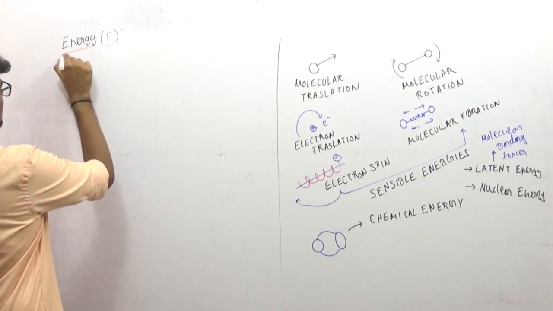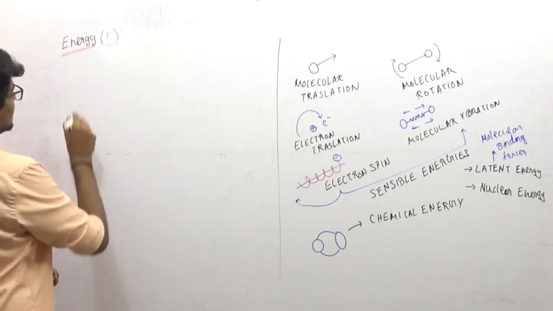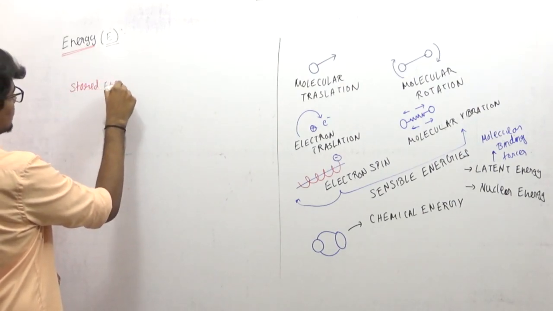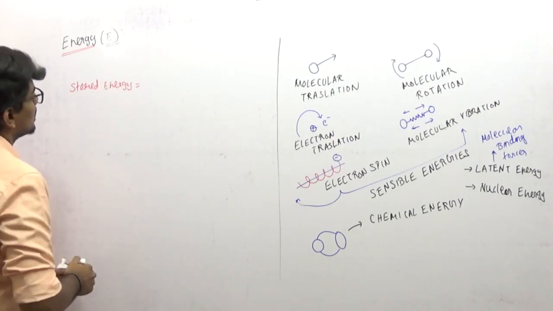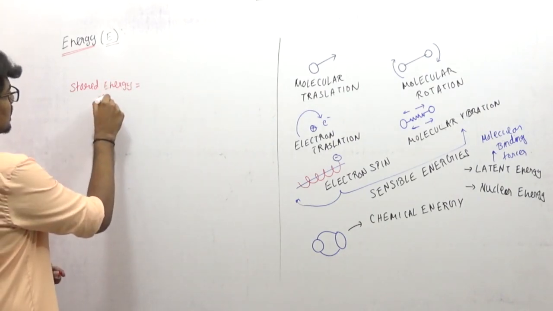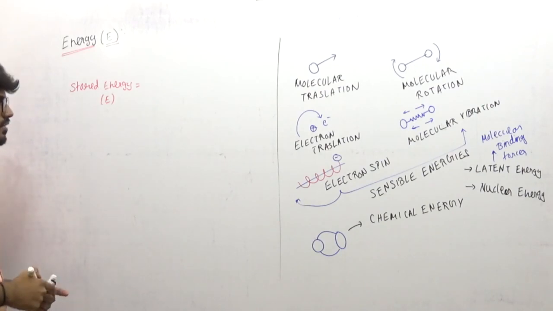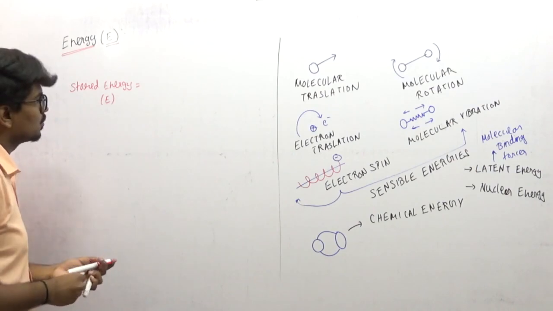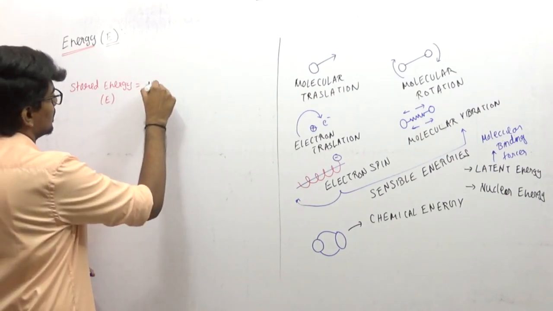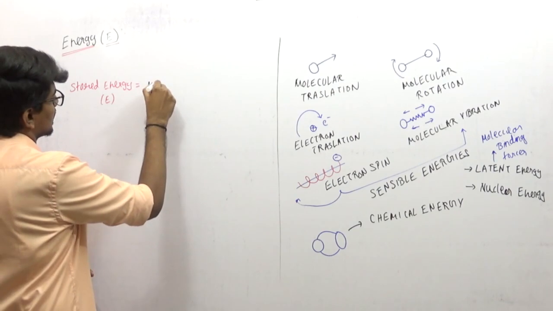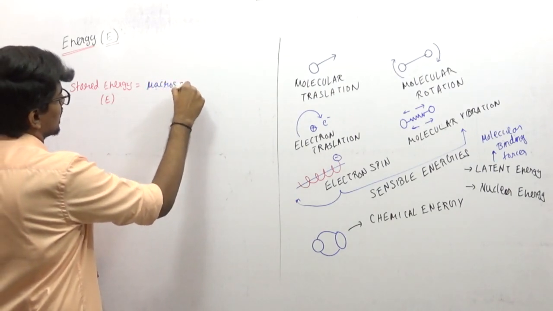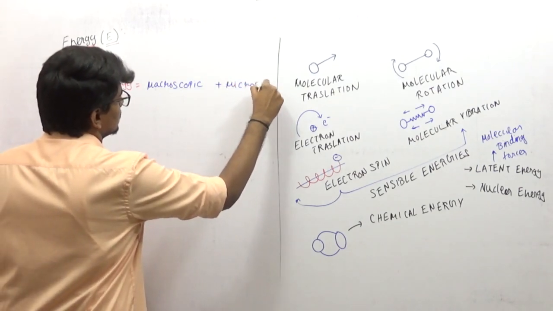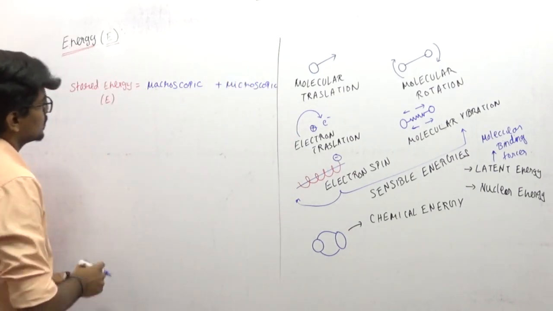E. We already know that this energy is nothing but the stored form of energy in the system. And if you see the stored form of energy, generally it can be classified into two different types. One is the macroscopic form and another one is the microscopic form of energies. So I'm talking about stored energy.